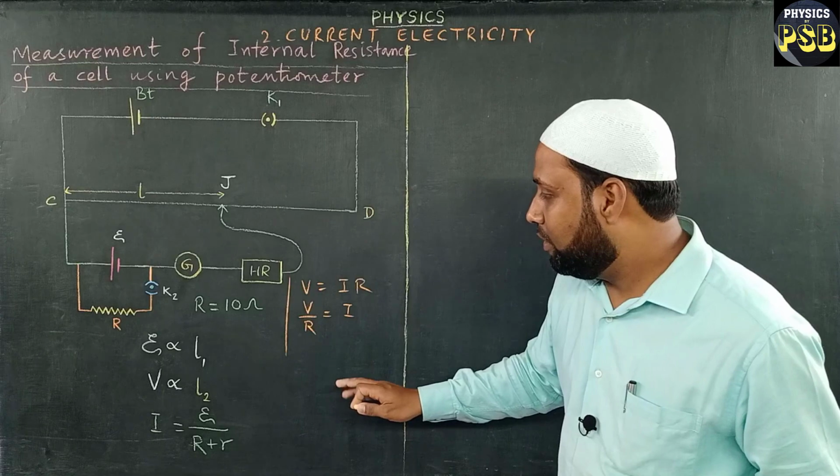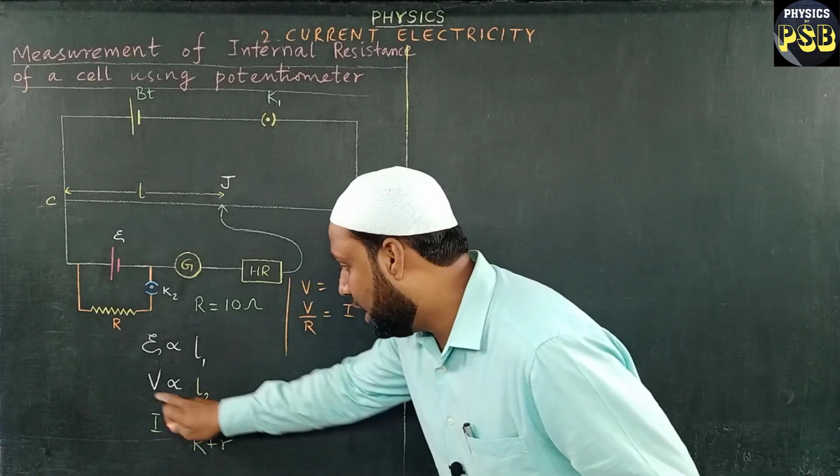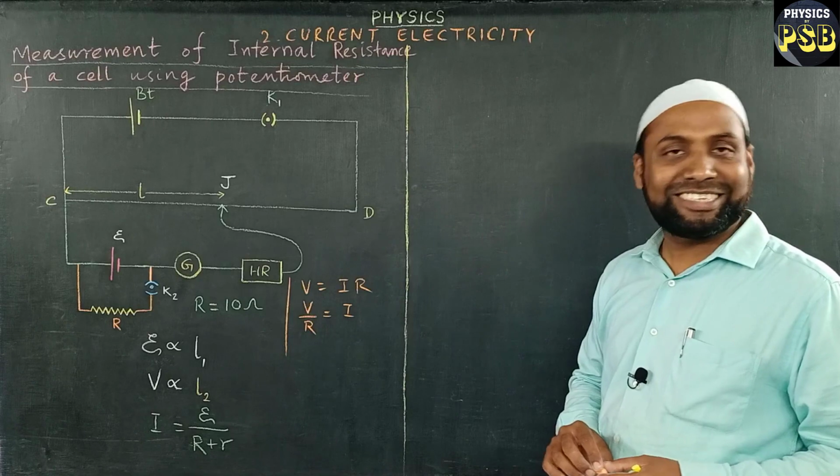Now I go ahead and find out the value of V. From Ohm's law, V can be obtained if I multiply I with the resistance R.